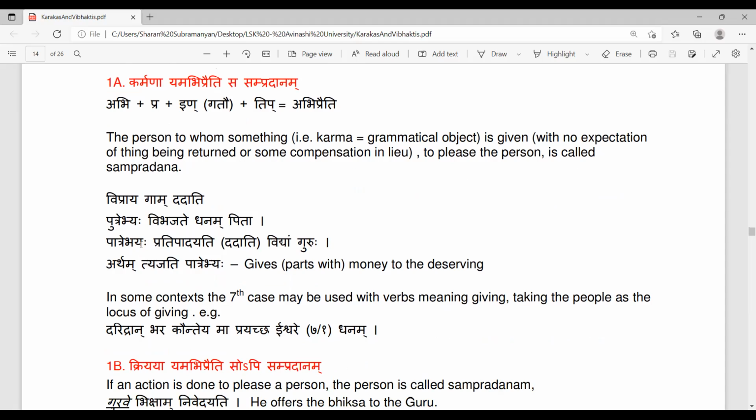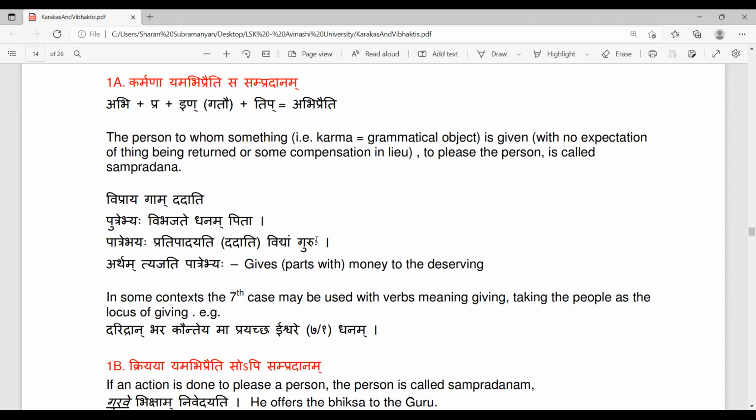Patrebhyaha. It's not patrabhayaha, it's a typo. Patrebhyaha pratipadayati. Pratipadayati means dadati. Gives what? Vidya. Pratipadayati reveals. Revealing means what? Giving. Guru reveals the knowledge. Revealing means giving. Vidya danam. That also is danam only. Guru reveals not with anything in expectation. He reveals. He teaches. That's all.